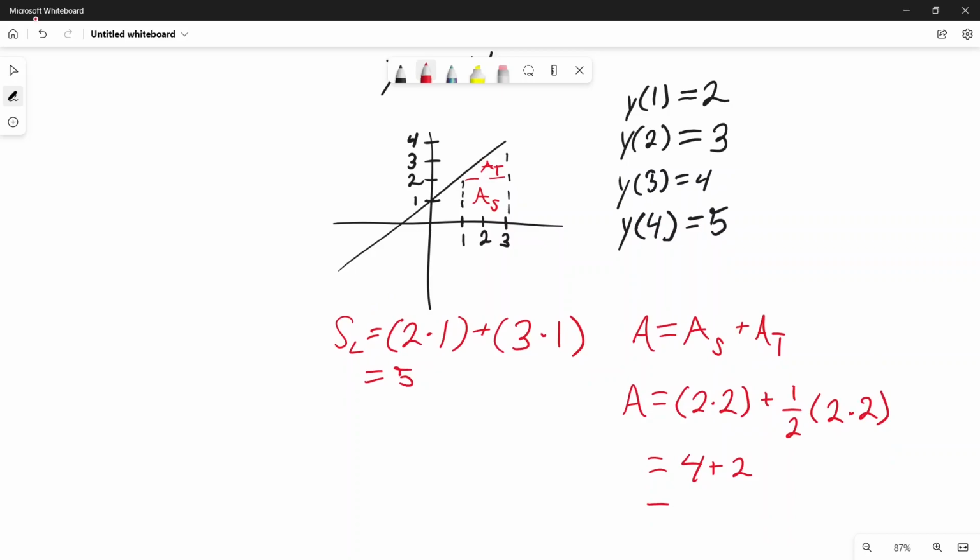Now as you can see, the left Riemann sum is an estimation. It equals 5. However, the area under the complete curve is 6, and that's because when we drew these rectangles, we left out the space right here, since these are left Riemann sums.